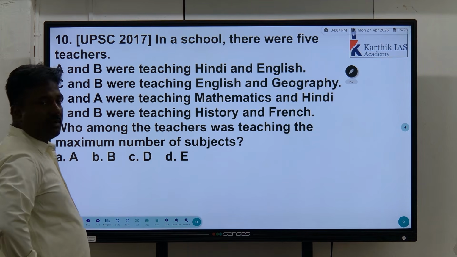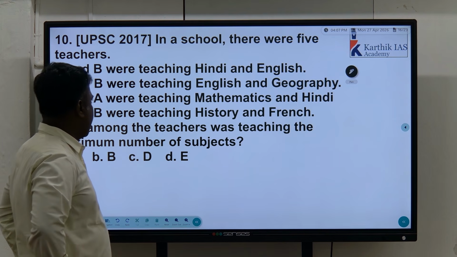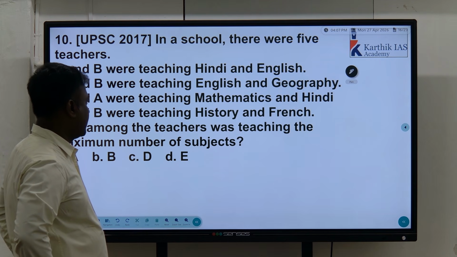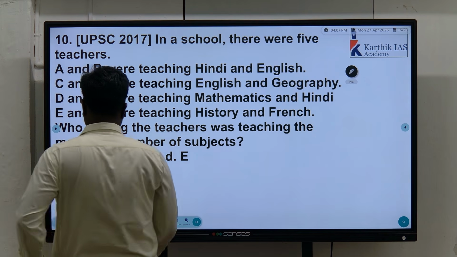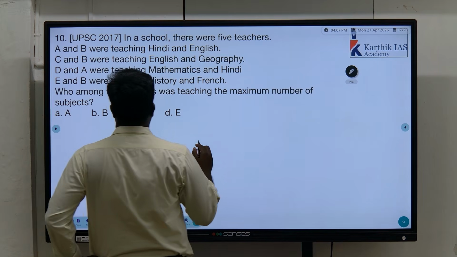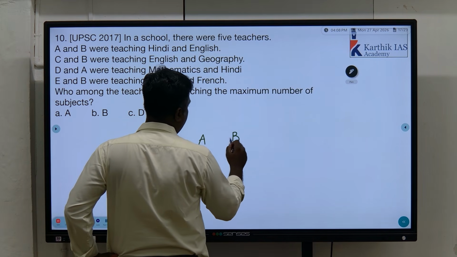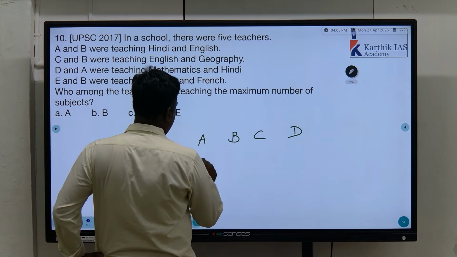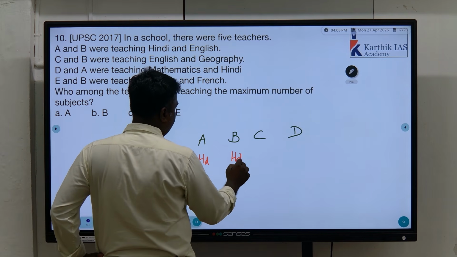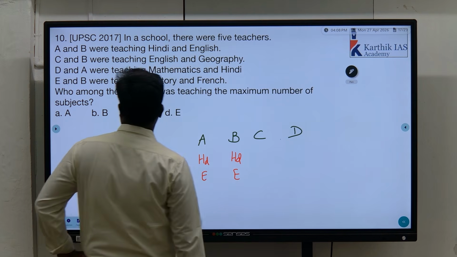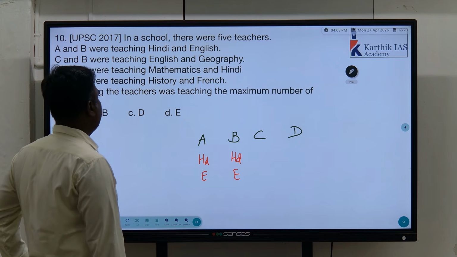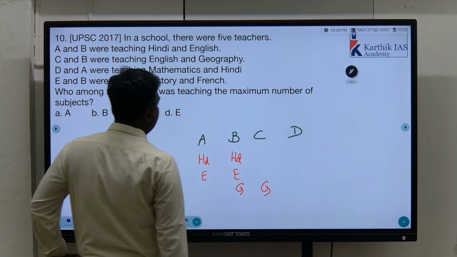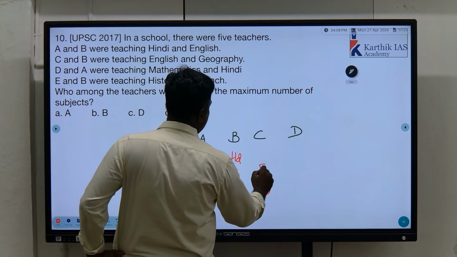Okay, now next set of questions. There are 7 teachers: A, B, C, D, E, F, G. Hindi, English, geography, mathematics, extra. So whenever these type of questions, either we can go with this or I can make it like this: A, B, C, D. Understand? A and B were teaching Hindi and English. A and B know Hindi and also English. C and B are teaching English and geography. So English already we have done, geography. Understand? C and B, English and geography.